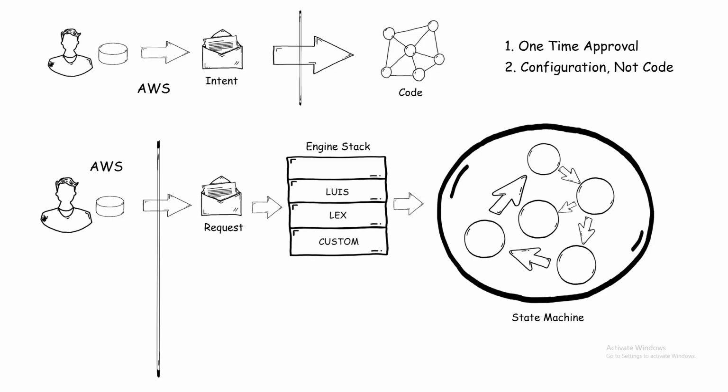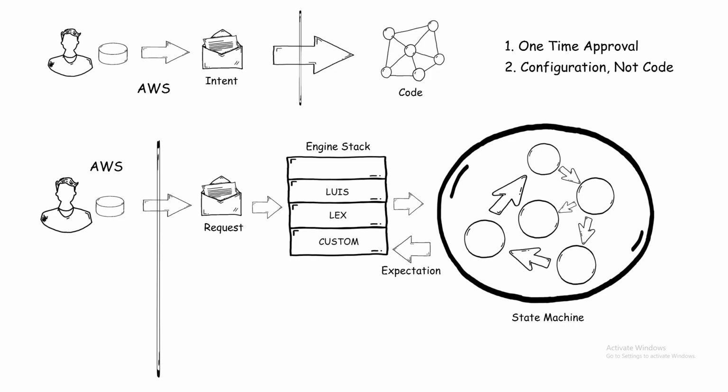And depending on the state, that state will give feedback to the engine stack with something that we call an expectation. And that expectation will set the next engine based on what we expect the user to say.